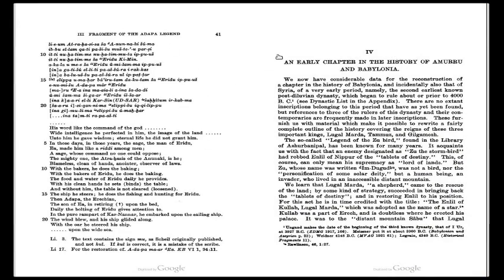An early chapter in the history of Amurru and Babylon. We now have considerable data for the reconstruction of a chapter in the history of Babylonia, and incidentally also that of Syria, of a very early period, namely the second earliest known post-Diluvian dynasty, which began to rule about or prior to 4000 BC.